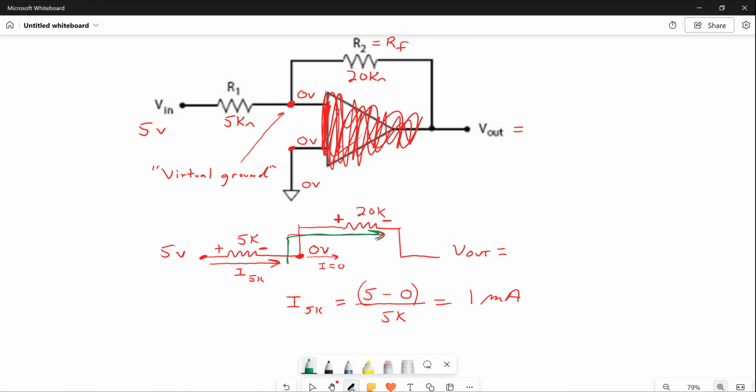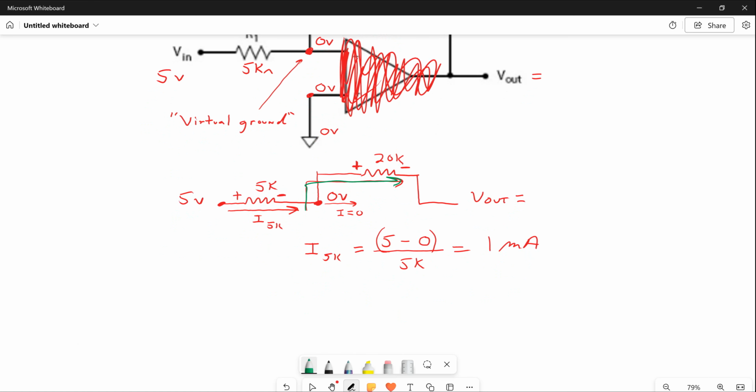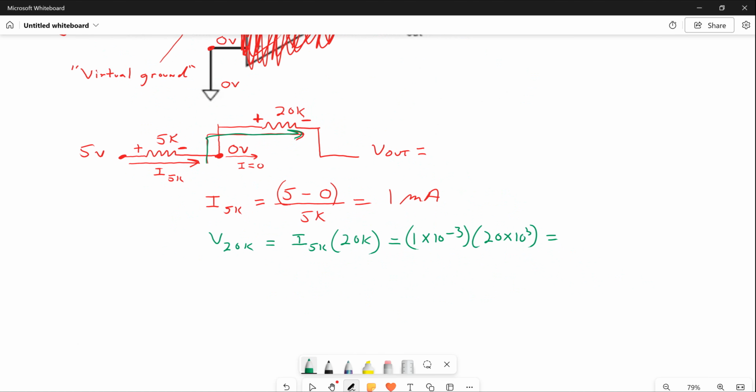So you can calculate the voltage through that 20K. You can calculate voltage across the 20K ohm resistor now, which is simply the current I, 5K, it's the same current, times the 20K ohm resistor. That's going to be equal to the 1 milliamp times the 20K, and that's equal to 1 milliamp times the 20K is equal to 20 volts.